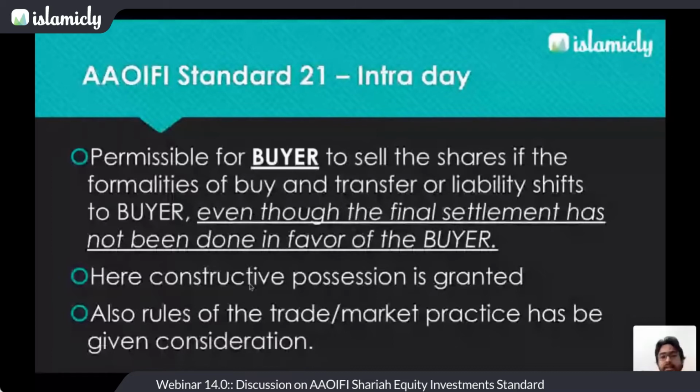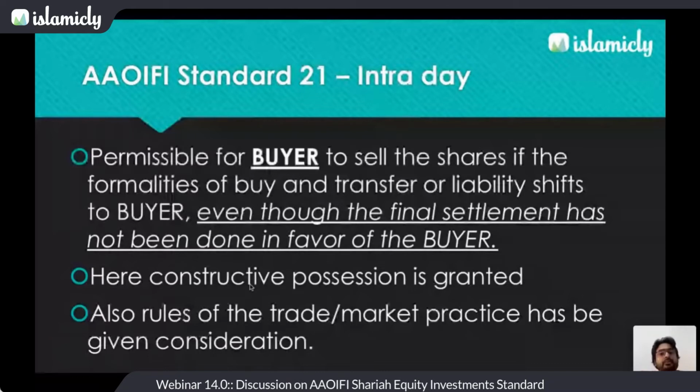Now it also considers the rules of the trade and market practice, which have to be taken into consideration. So in any market, whenever you try and sell, you have two options. Either you can sell as a short sell, or you can sell the stuff that you bought on the same day. You do not necessarily have to sell through your custodian account or through your wallet where you actually hold the digital shares. You can sell the shares which you bought in the morning immediately as well without taking delivery of it. That is a market practice, right?